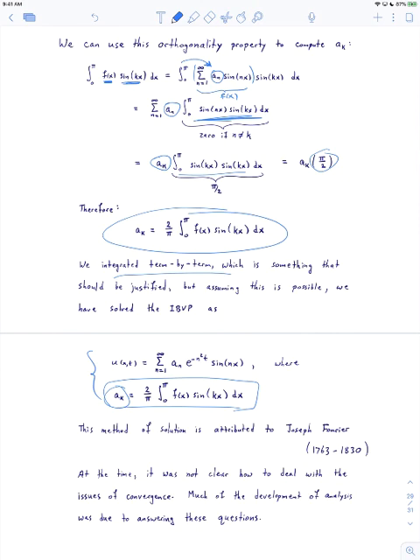Now, some of this, as I said, needs to be justified. At the time that Joseph Fourier came up with this method, these steps were not yet justified. So the solution worked, but it seemed a little bit dubious because they didn't properly understand issues of convergence. And indeed, much of the development of analysis around this time was owed to trying to understand what this solution really meant. We'll talk about some of those issues in a future lecture.